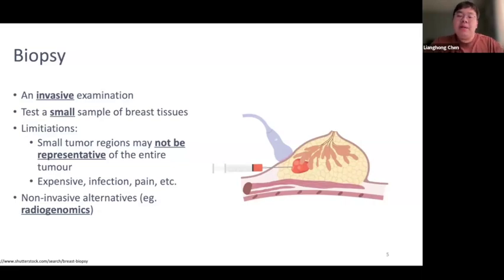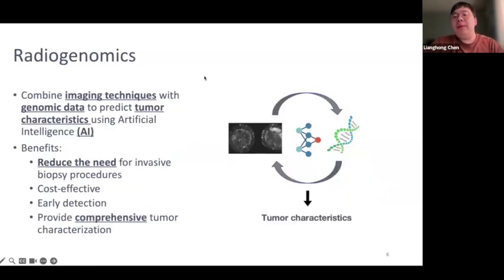So, are there any methods that can non-invasively diagnose the tumor comprehensively? The answer is yes. Radiogenomics is a potentially promising alternative. Radiogenomics is an emerging field that combines medical imaging techniques and genomic data to predict tumor characteristics using artificial intelligence techniques. Specifically, by studying the correlation between medical images and genomic data, they can be converted into each other through proper methods.